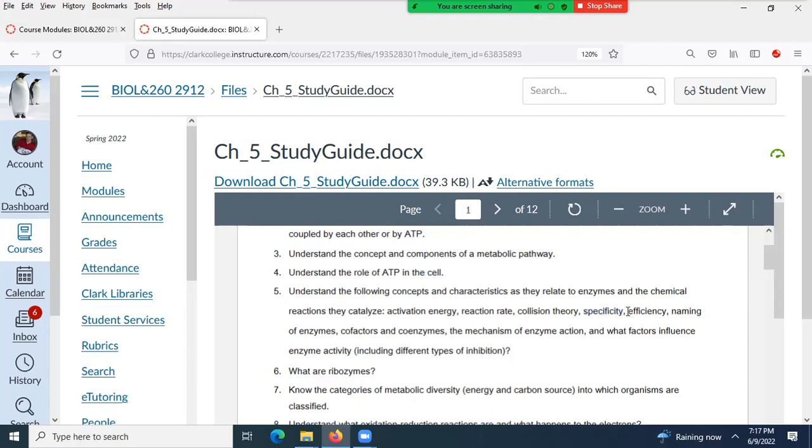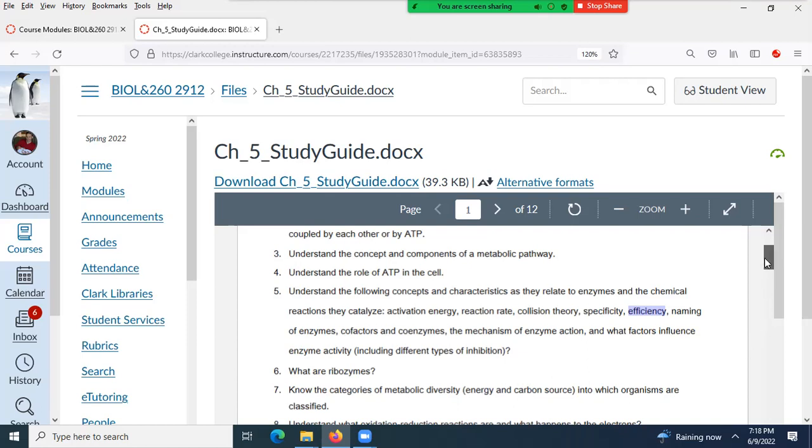The efficiency of an enzyme will be most efficient when it's under its optimal conditions, such as its optimal pH, its optimal temperature, its optimal salinity. You should know the naming of enzymes. Most enzymes end with ASE, A-S-E, but not all. And then you should know what an enzyme inhibition is.